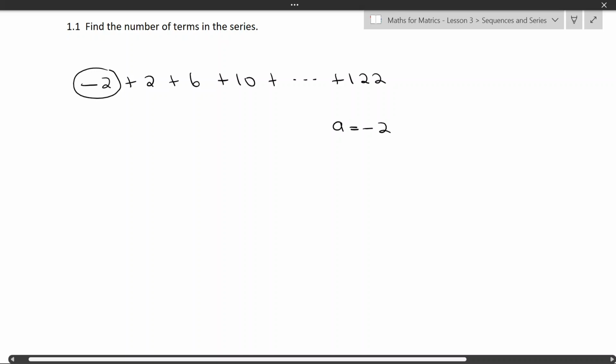d is the common difference between the terms, and it is given by t2 minus t1, which in this case is 2 minus -2. 2 minus -2 can be written as 2 minus (-2) in brackets. And if you multiply two minus signs you get a positive, so 2 minus -2 becomes 2 plus 2, and it is equal to 4. Now, let's check if it is correct. 6 minus 2 is equal to 4, and 10 minus 6 is also equal to 4. Therefore, our common difference d is equal to 4.